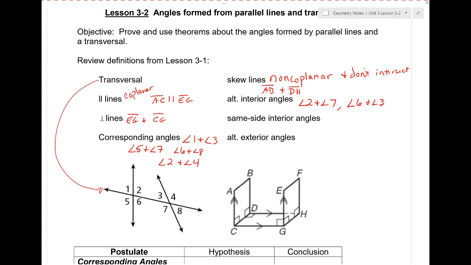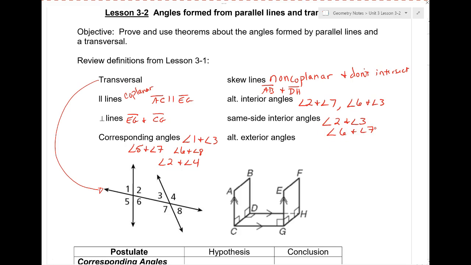Okay, guys. Same side interior. If you get that definition wrong, the only thing you should ever forget is non-adjacent. The rest of it you should get right. The name tells you everything. All right. So what do you know? Angle 2 and what? 3. Angle 3. All right. And then what's the other one? 6 and 7. All right. Angle 6 and angle 7.